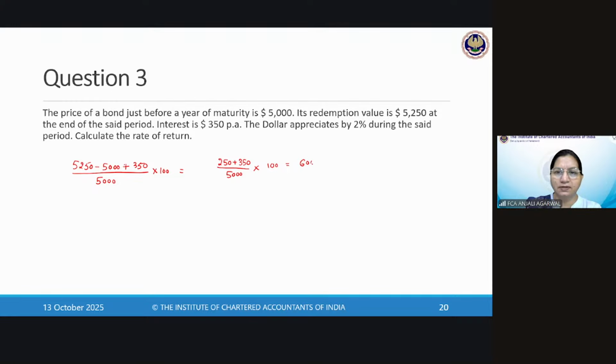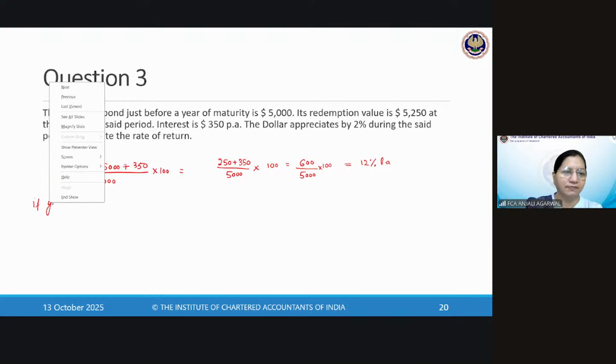So it's 600 by 5,000 is the return, which implies it is 12% for the annum. Right? All of you agree to this? Yes, ma'am. There is one catch. This is if you are a US citizen.